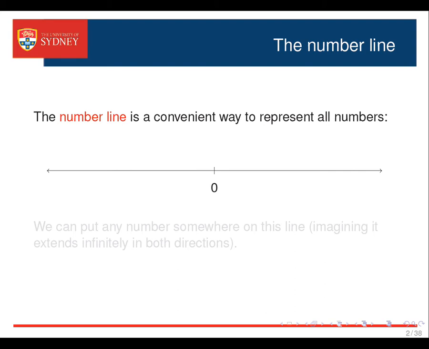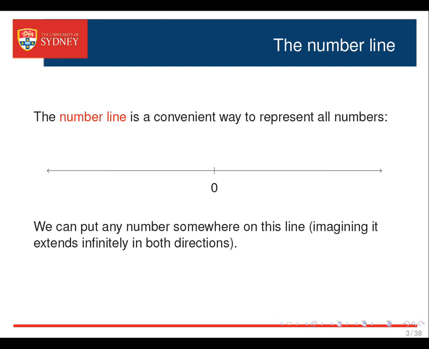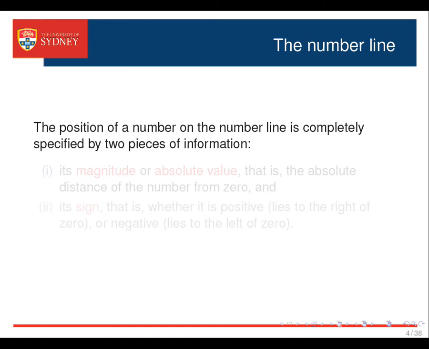You might be familiar with the number line, which is just a convenient diagram we can use to think about all numbers. Any number you can think of can be placed somewhere on this line. Of course, we need to imagine the line extends infinitely in both directions. Let's think about what information we need to specify where a number sits on the number line.